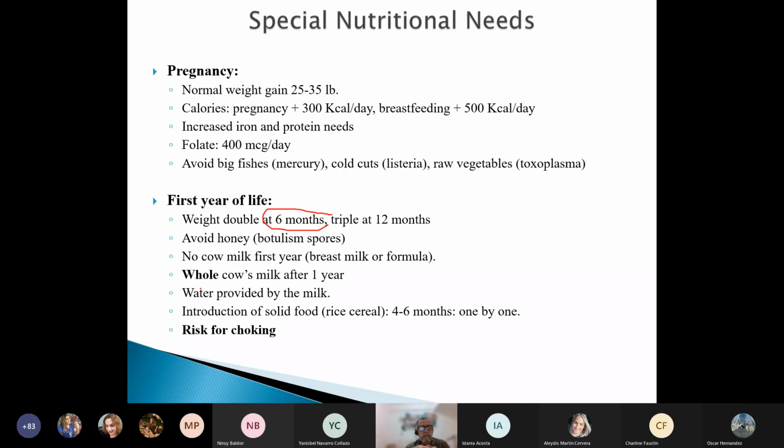You know that solid food is introduced after 4 to 6 months. There is a range of time in which it could be introduced. When the baby starts consuming solid food, then they can add other liquids different from milk, like juices and water.